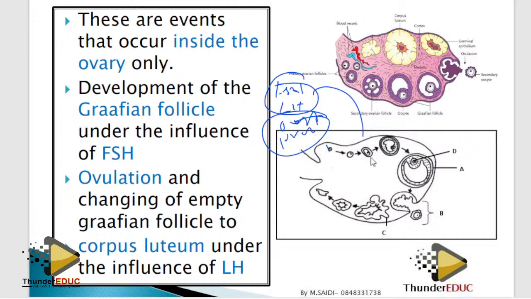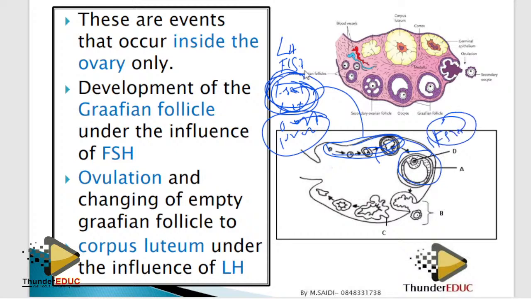Look, here this one is developing. It's under the influence of these 2 hormones. When you're talking about the development, you only talk about these 2 hormones which come from the brain. Follicle-stimulating hormone. This one is developing because of the follicle-stimulating hormone, a hormone which stimulates the development of the follicle. Simple. Done.